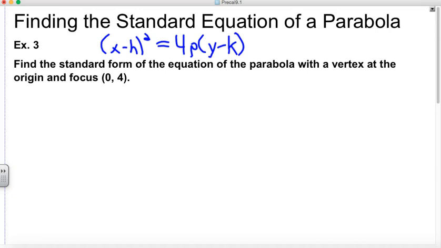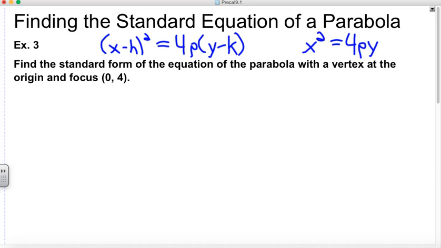All right, so it says find the standard form of the equation of the parabola with a vertex at the origin and a focus at 0, 4. Now as far as the formula goes, whenever your vertex is at the origin, your formula becomes much simpler. Just imagine plugging in 0 for h and k, because if your vertex is the origin, it's 0, 0. So your equation becomes x squared equals 4py, because h and k are both 0, right? So your equation is much simpler when your vertex is at the origin.